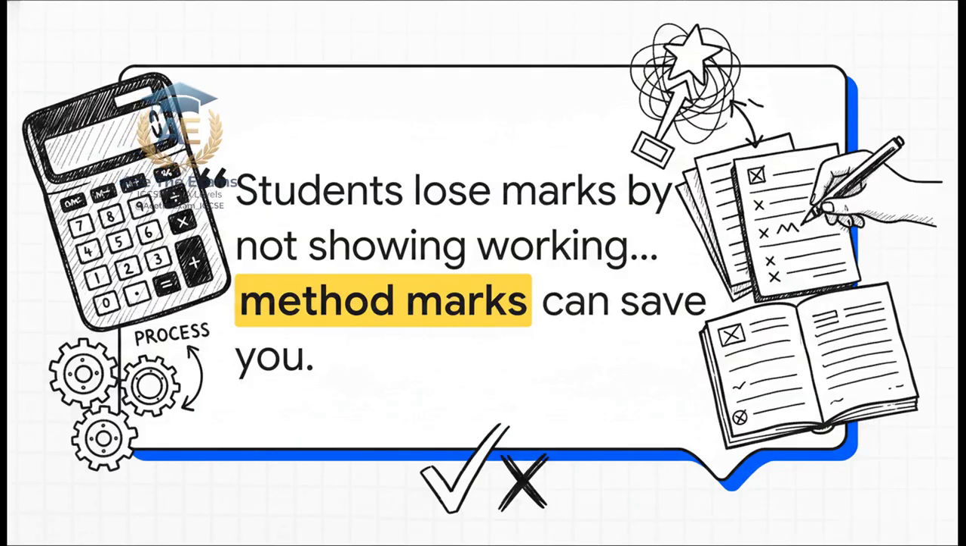Look, let's say you make a tiny, silly calculator typo in step 2. If your logic and methodology for steps 3, 4, and 5 are completely flawless based on that initial bad number, Cambridge examiners will still award you those method marks, sometimes called own figure marks. But they can absolutely only do that if they can trace your logic clearly on the page. Show every single step. Protect your grade at all costs.